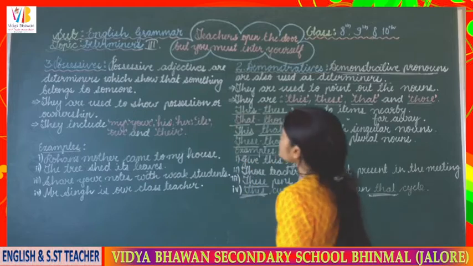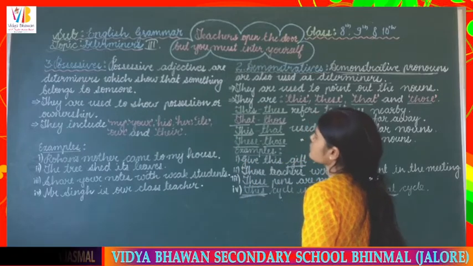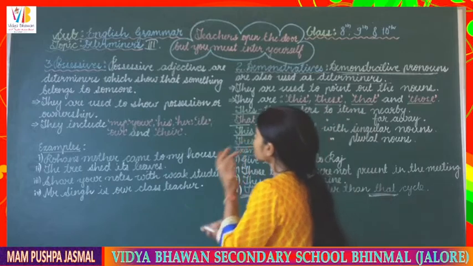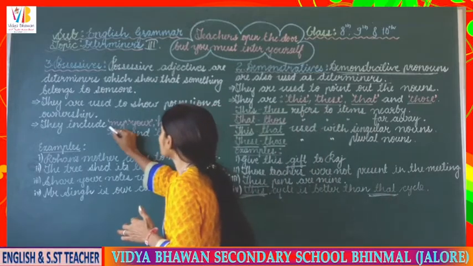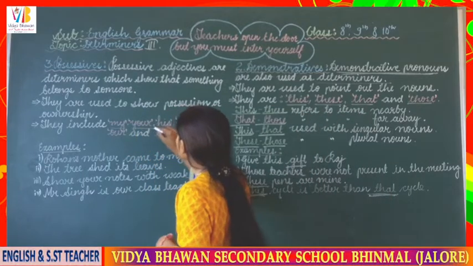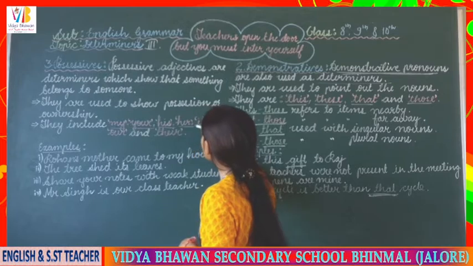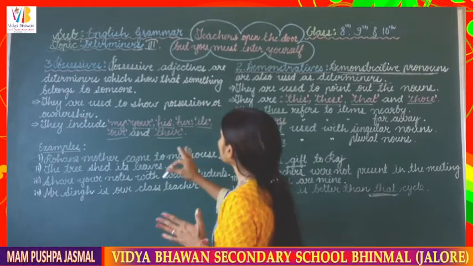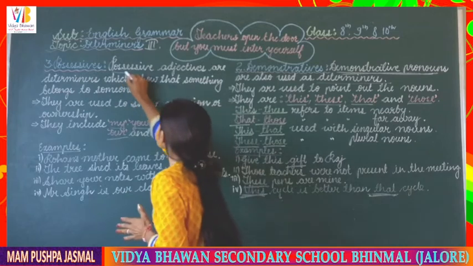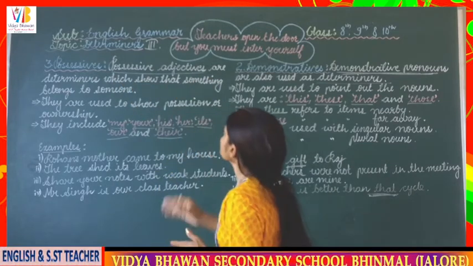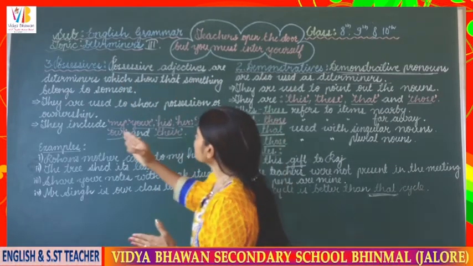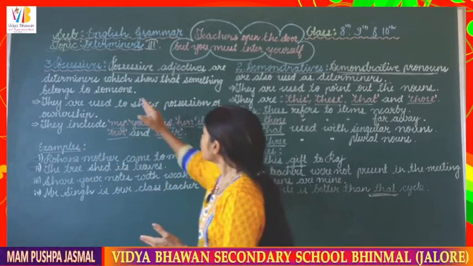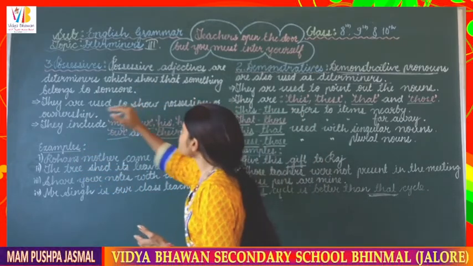The possessive adjectives are determiners which show that something belongs to someone. इसको हम adjectives में use करते हैं. कौन कौन से हैं? My, your, his, her, its, our and their. They are mainly the possessive adjectives, my dear students. So these possessive adjectives are determiners. They also play the role of determiners which show that something belongs to someone.